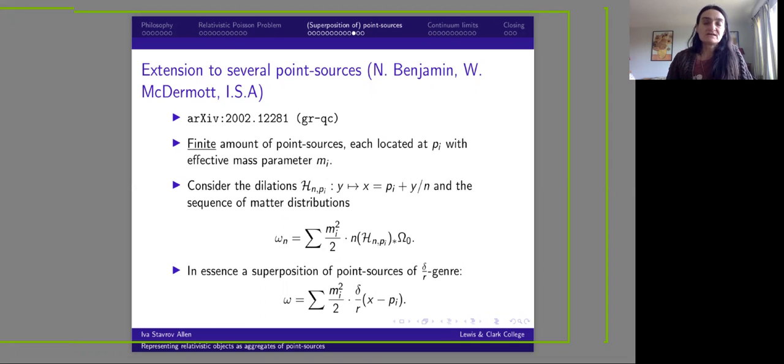Then we made the most straightforward, simple superposition you can possibly think of, except rather than having an m_i as a constant, we did m_i squared, thinking to ourselves, all we're doing is superposing sources of delta over R genre. So the expression for that is at the bottom of the page.